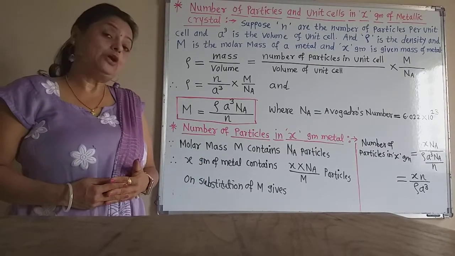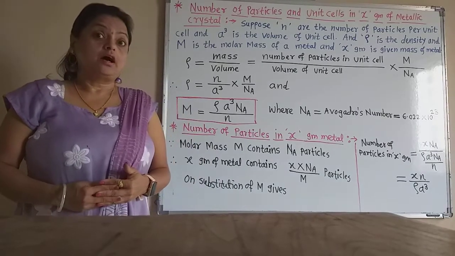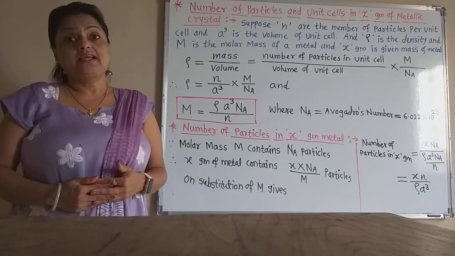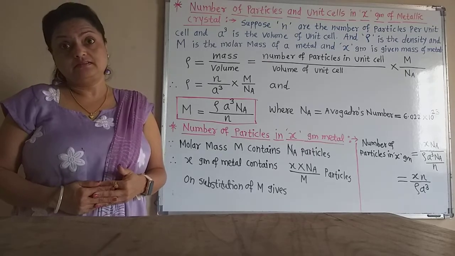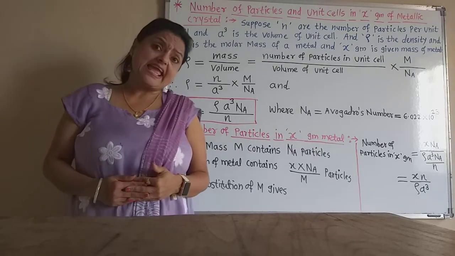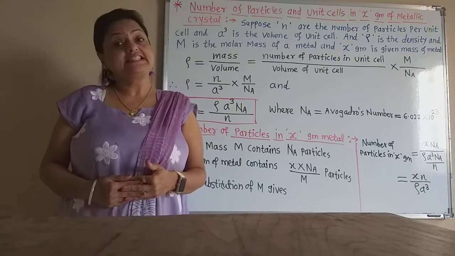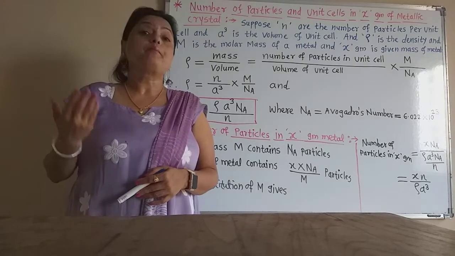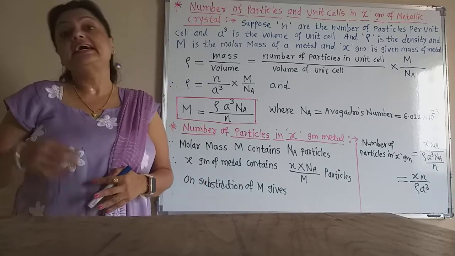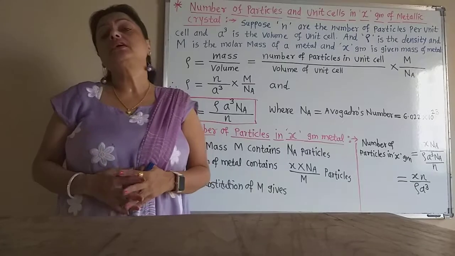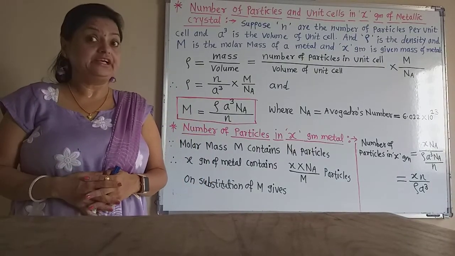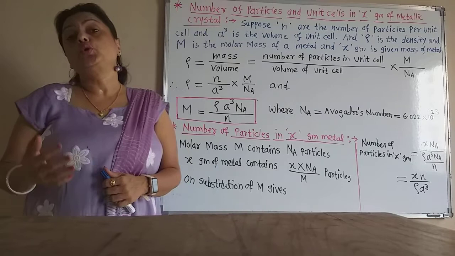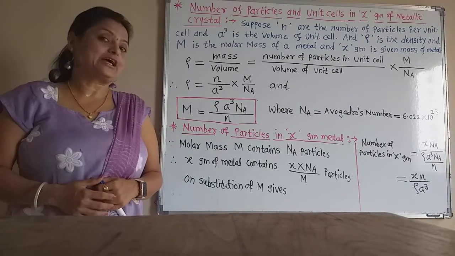Today we have learned some formulae about the numericals based on the crystal lattice. That means if any metal, there is x gram of metal mass given, then what is the density of that metal, and how many particles are there in that x gram of the metal, and how many unit cells are present in that x gram of metal, and again we have to calculate the volume of the total unit cells present in that x gram of the metal.